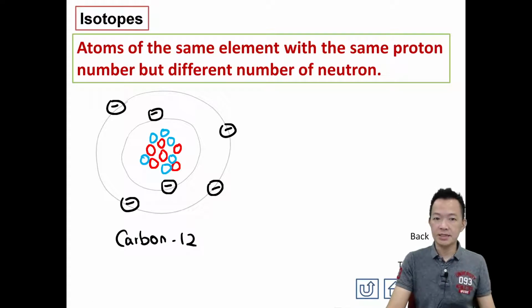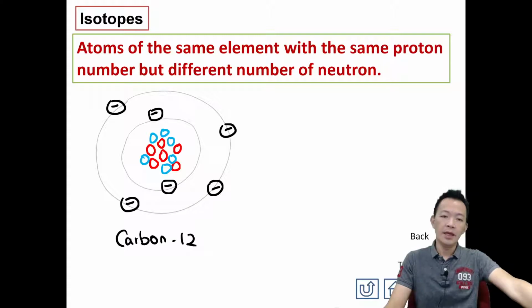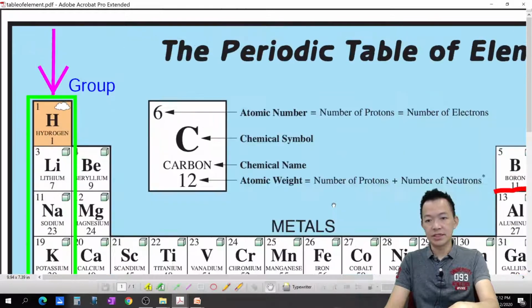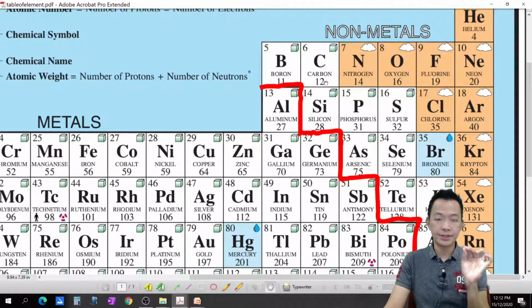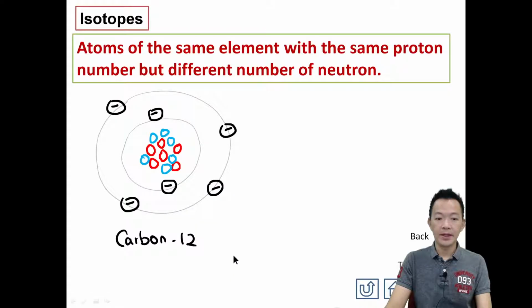Don't copy, don't draw, just watch. Atoms of the same element with the same proton number, but different in the number of neutrons. Any example? Okay, so carbon 12. Look at the periodic table of elements, carbon 12. Carbon has 6 protons and 6 neutrons, so that's why the nucleon number becomes 12. So we call it carbon 12, having 6 protons and 6 neutrons.